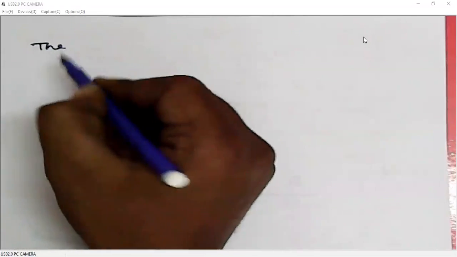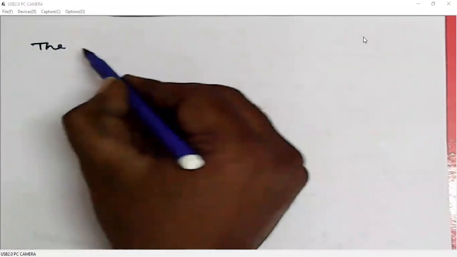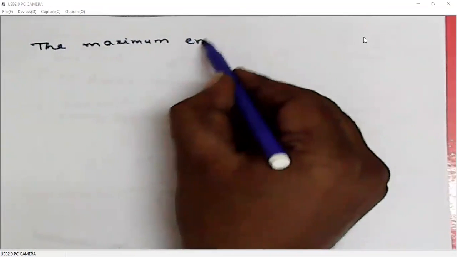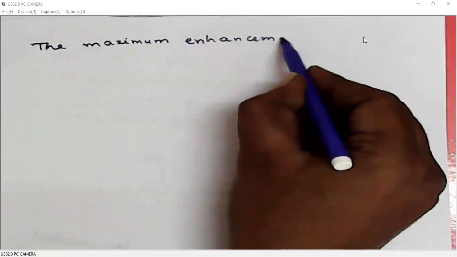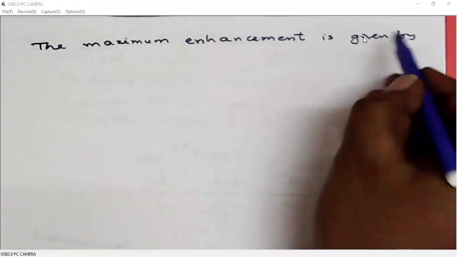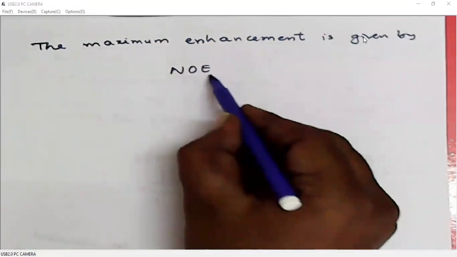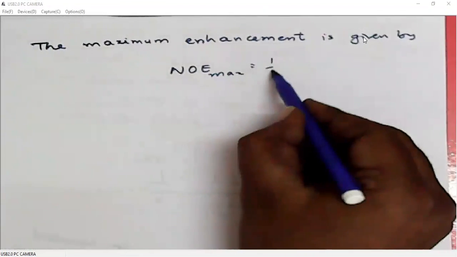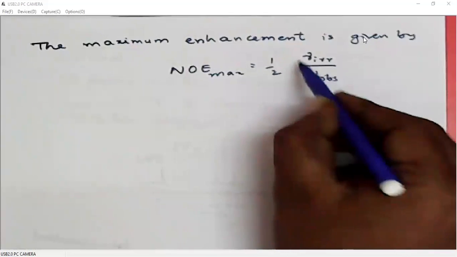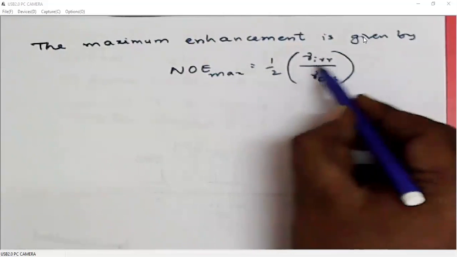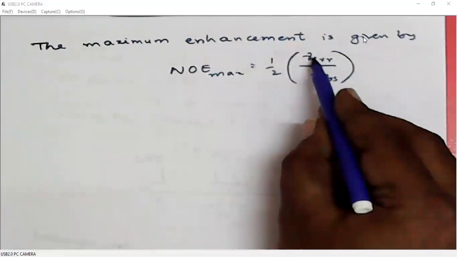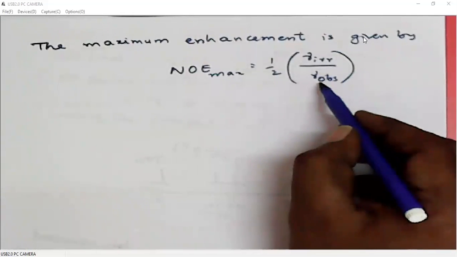We can calculate the extent of NOE effect. The maximum enhancement is given by NOE maximum is equal to half of gamma irradiated by gamma observed. For example, in this case, we are irradiating protons and we are observing the carbon signals. So we need to take gamma of protons by gamma of carbons.